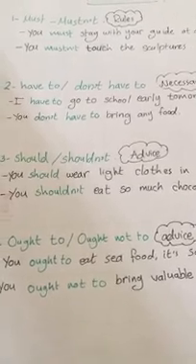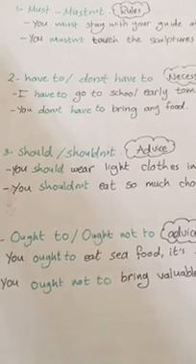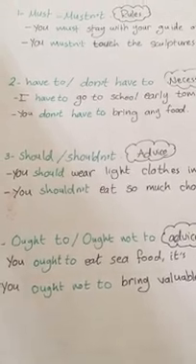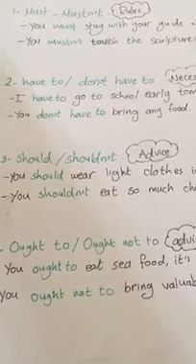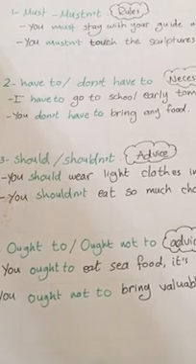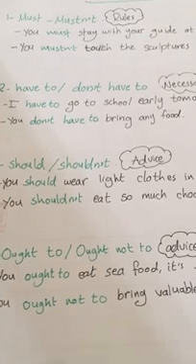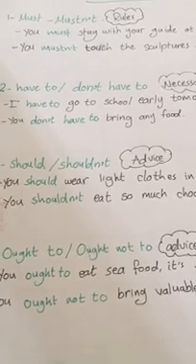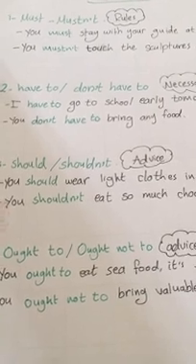But when you say you don't have to bring any food, you mean that it's okay if you bring and it's okay if you did not bring. Okay? It means you have the choice to do the thing. So this is the difference between don't have to and mustn't. Mustn't, you are forbidden to do the thing. You are not allowed to do. Whereas don't have to, you have the choice to do or not to do the thing.